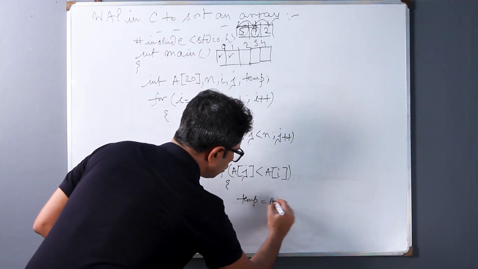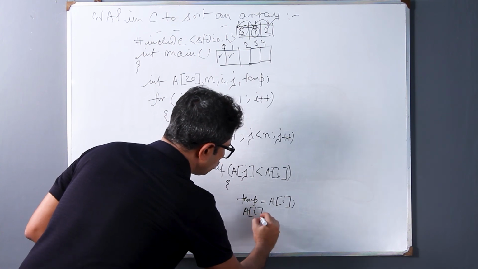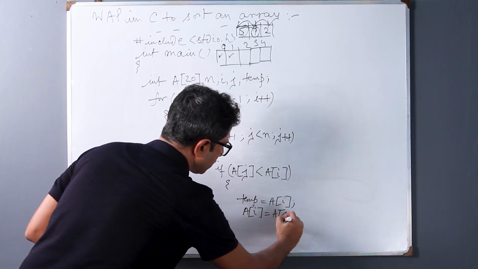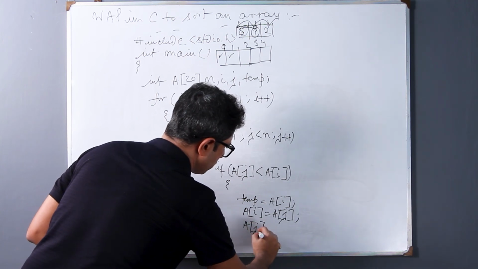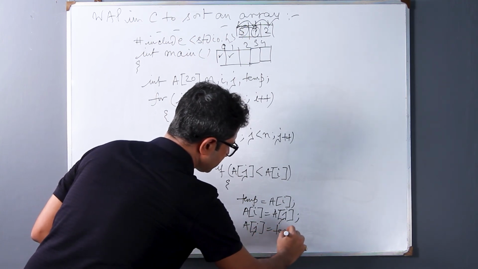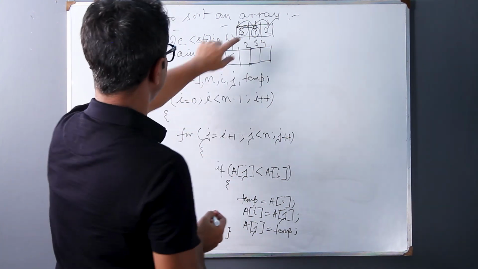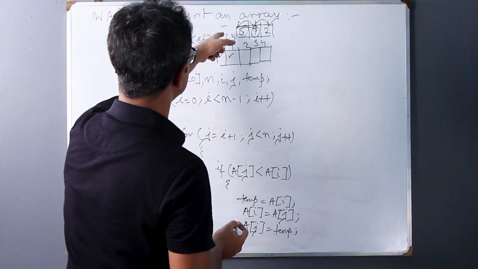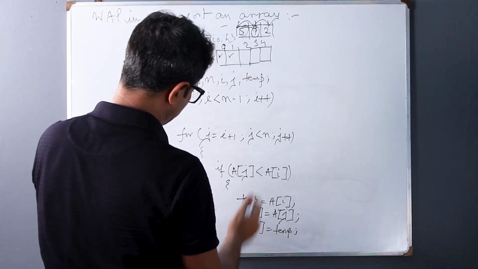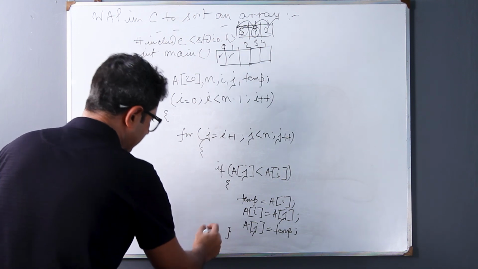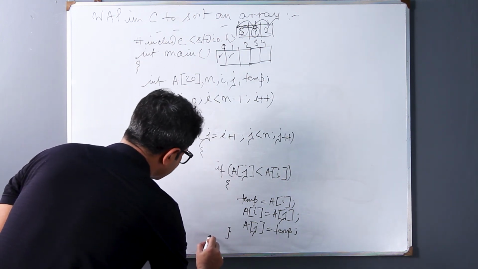Temp is equal to ai, ai is equal to aj, and aj is equal to temp. In this manner, we are swapping the elements so that the one which is smaller comes at the beginning and the greater one comes after that. So, this is the sorting technique, and in this way the sorting of the elements takes place.